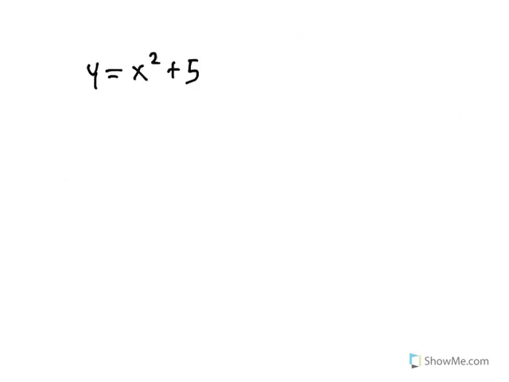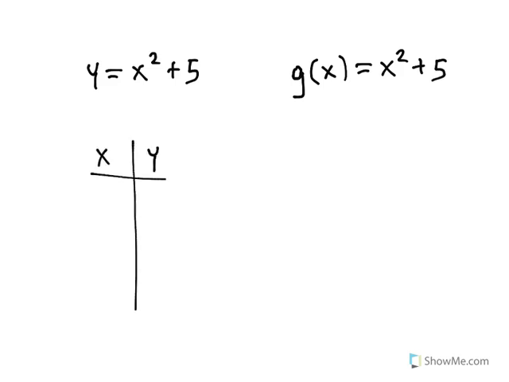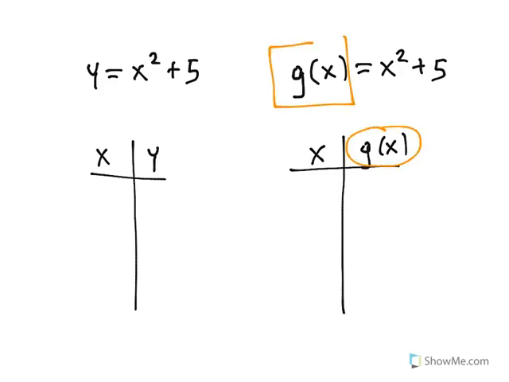So here I have the function y is equal to x squared plus 5. If I wanted to represent that using function notation, I can give it a name, such as g. So I have g of x is equal to x squared plus 5. And of course, you can make a table of input and output values. And if you wanted to do it using function notation, your output values would be notated with g of x.